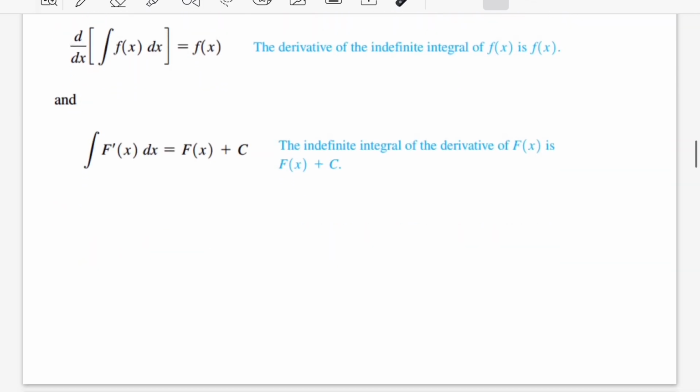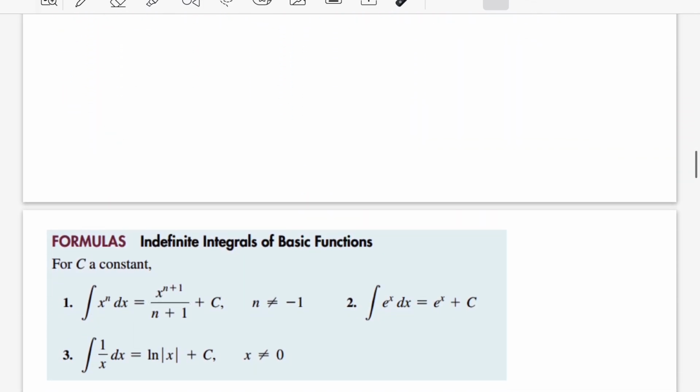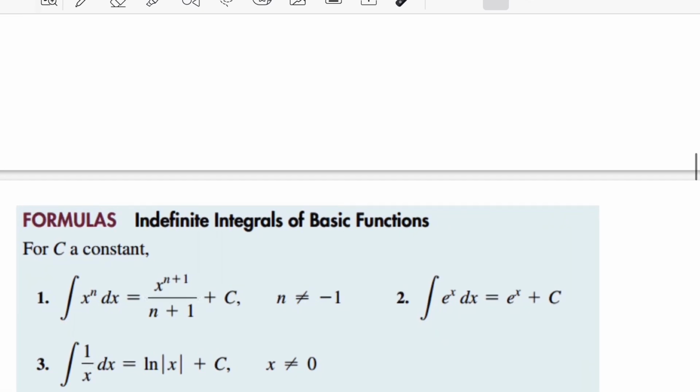All right, so next we're going to look at some formulas for indefinite integrals. We're letting this capital C be some constant, so that the integral of x to some power n with respect to x is going to be equal to x to the power n plus 1, over n plus 1, plus some constant c. And of course we can't divide by 0, so we know that n is not going to be equal to negative 1.